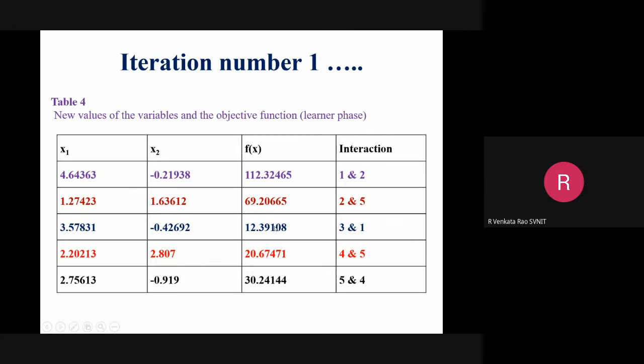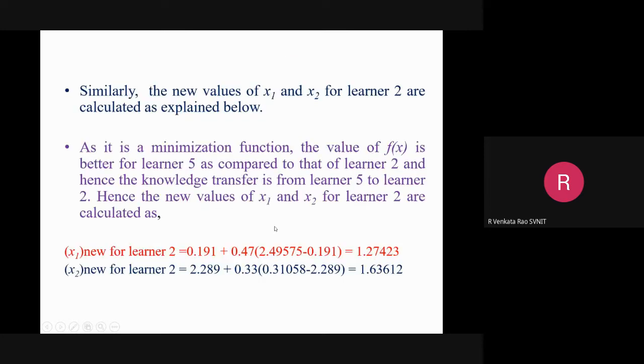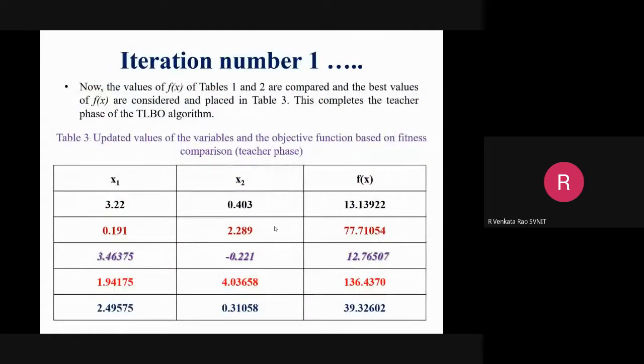And similarly, other interactions. The third student can interact with any one of the remaining students. He can interact with the first student or second student or fourth student or fifth student. So let us say the third student is interacting with the first student. Now Aparna, tell me, who is better, third student or first student? Third student is better because his objective function is 12.76507. Then knowledge transfer should be from third student to first student.